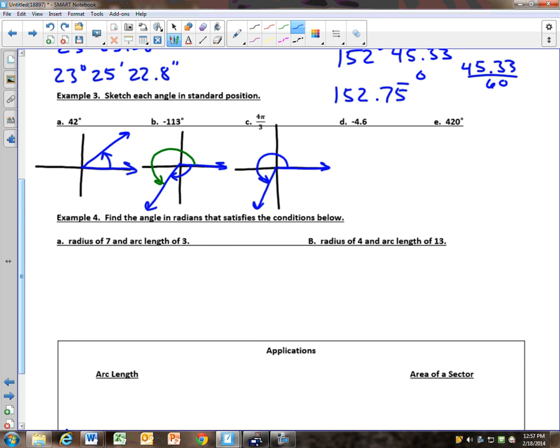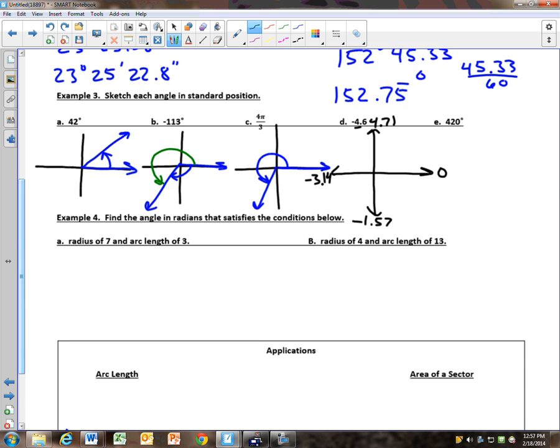Negative 4.6, is that degrees or radians? Radians, because it does not have a degree symbol. So if that's 0, and we go the opposite direction, then this would be negative 3.14, this would be negative 1.57, and this would be negative 4.71. Remember, we came up with those values the other day. We divide 3.14 in half, we get 1.57. Add 1.57 3 times, we get 4.71.